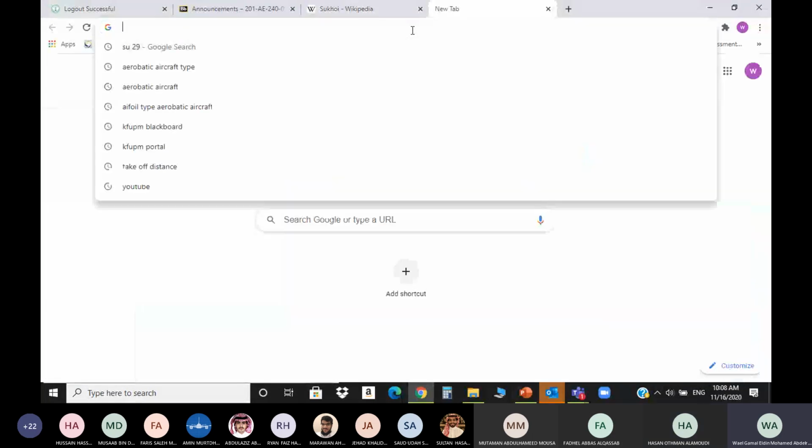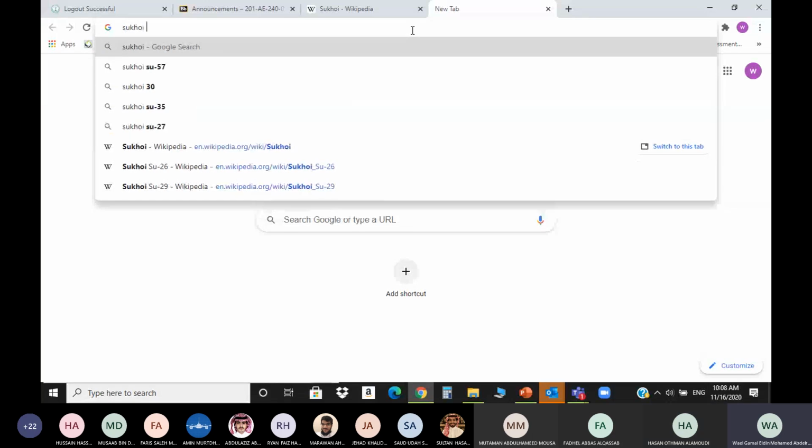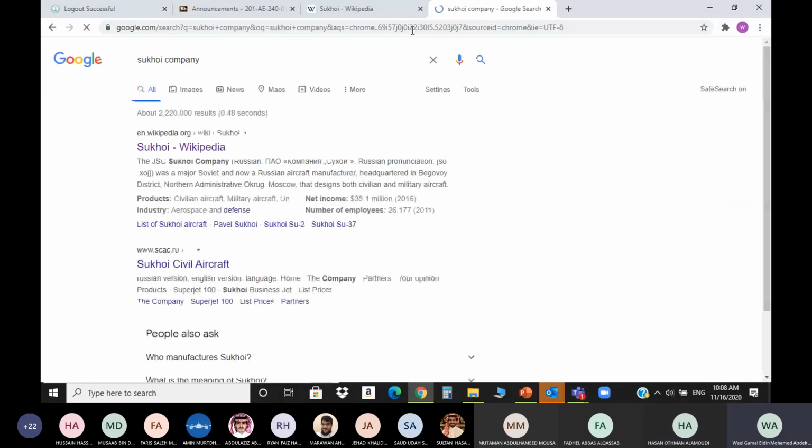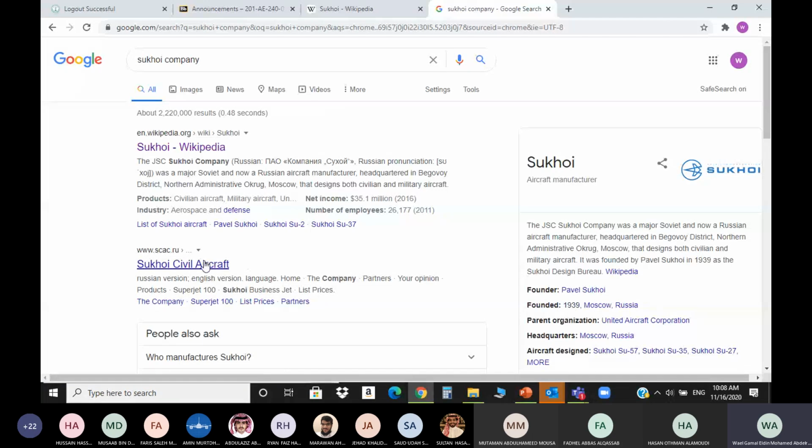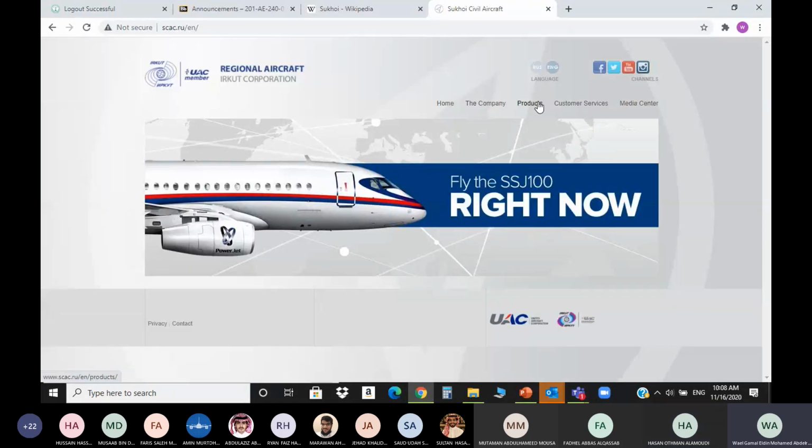Find their website. Find the website, and they will have the catalog of all their stuff. Okay, here it is, Sukhoi Civil Aircraft, and you go and visit their products and get the information. It's not going to be much different from what you found in there. Okay, thank you.